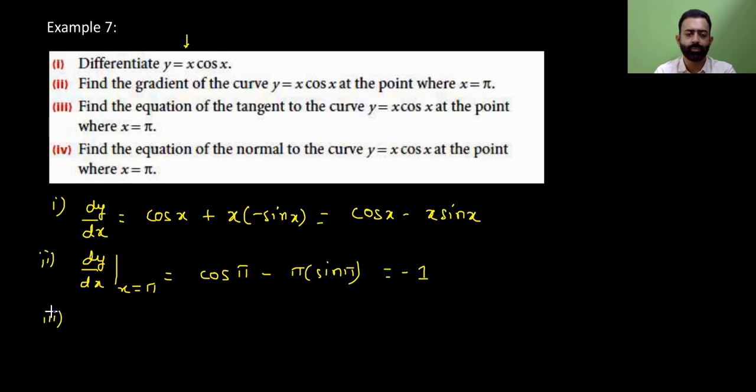Okay, third part is find out the equation of tangent to the curve y equal to x cos x at the point where x is equal to pi. So at x equal to pi, we know the gradient of the tangent is minus 1, and if you know the point and the slope, you can find out the equation of any straight line. We have been given the point, only the x coordinate is given though, but we can find out the y coordinate also, means we can find out the point where the tangent is required. So y minus y1 is equal to m times x minus x1 is the equation of any straight line at a point x1, y1 whose gradient is m. So first of all, we need to find out the y coordinate at x equal to pi.